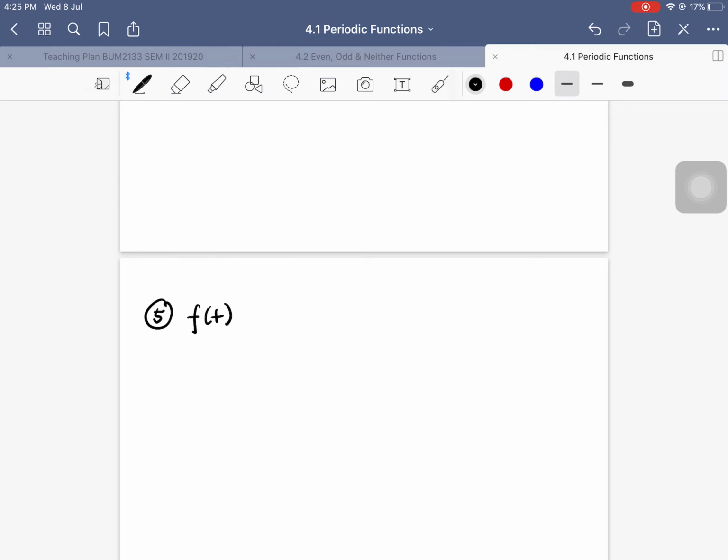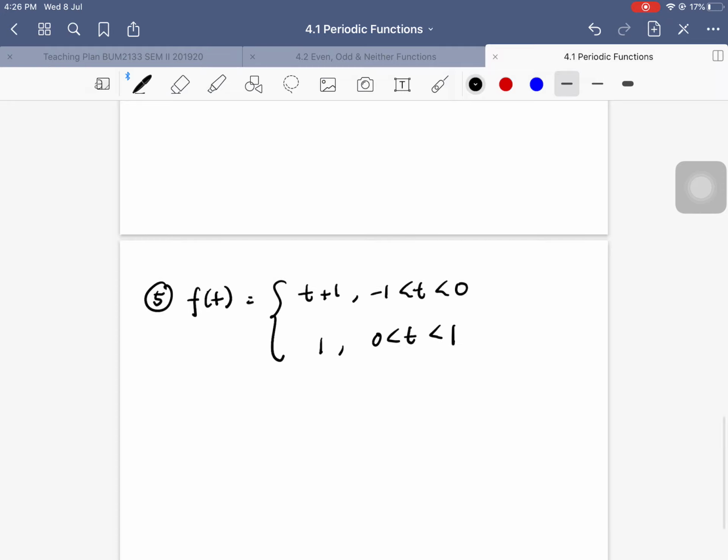So I'm going to start with a very simple function. Let's say I'm going to have t from -1 to 0. So let me think about how it looks like. Let me put it as t plus 1. T plus 1 from -1 till 0. And then I'm going to have it as being 1 from 0 until 1.